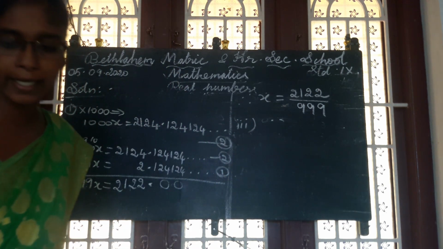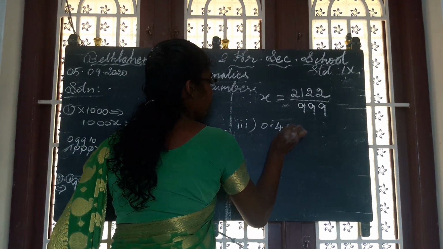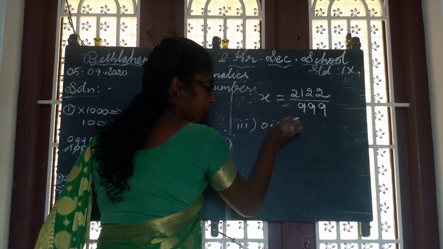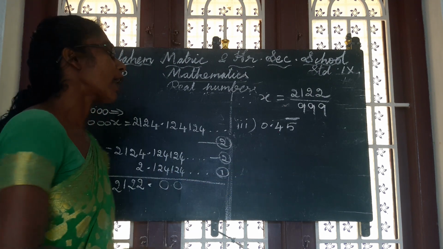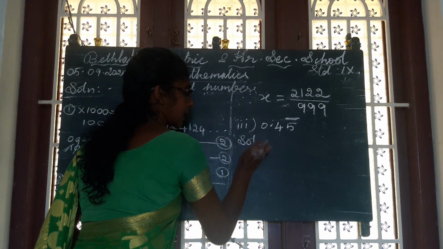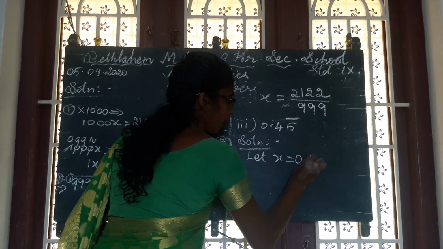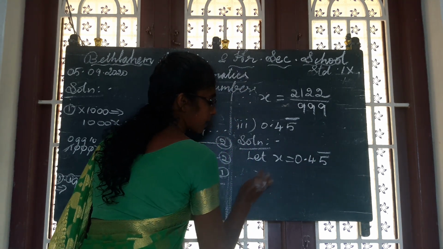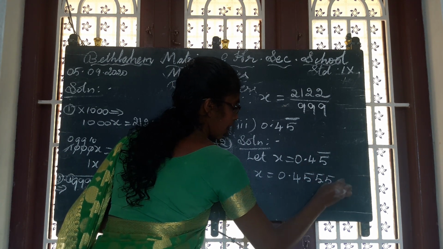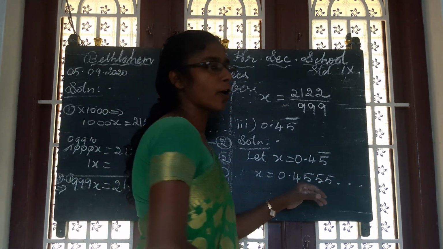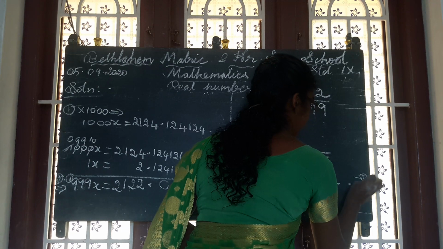Next, what is the third question? 0.45 bar. Here only this 5 has the bar. Only one digit is repeating. Here also you want to take it. Let x is equal to 0.45 bar. That means x is equal to 0.4555, etc. Take it as equation 1.